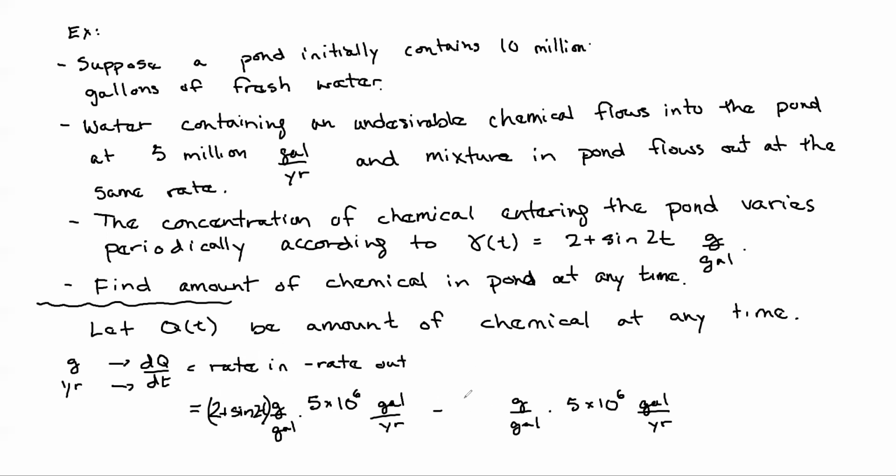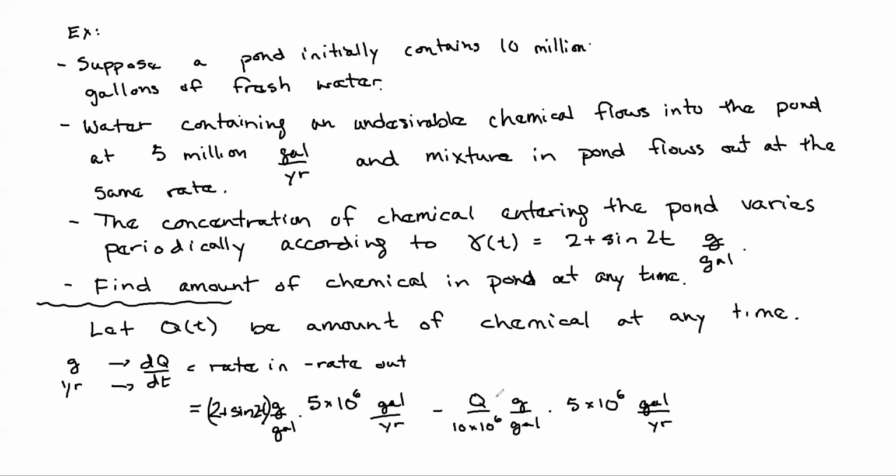Well, that's given by Q of T. So just put Q for that. And then how many gallons are in the tank, right? So the pond initially, oh, sorry, a pond, not a tank, but initially contains 10 million gallons. And so we want 10 million here, 10 times 10 to the sixth gallons.